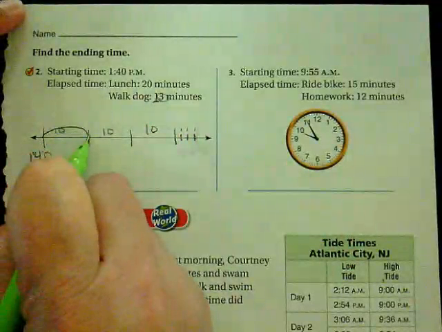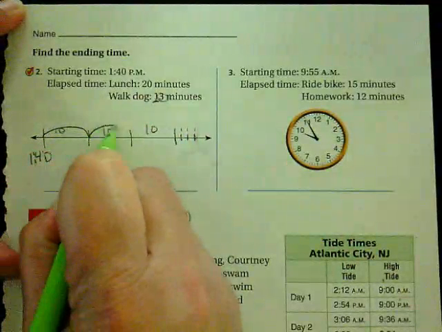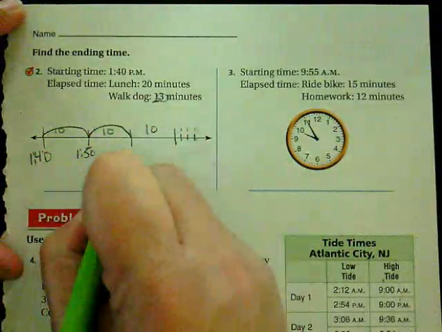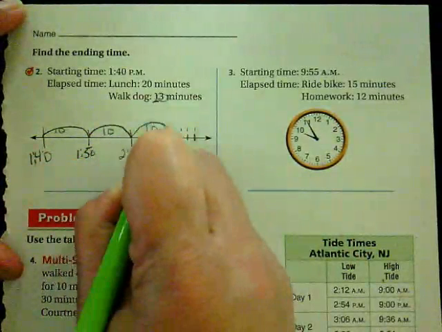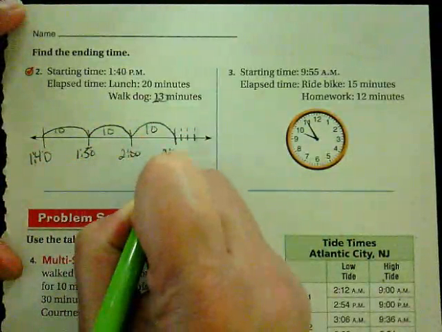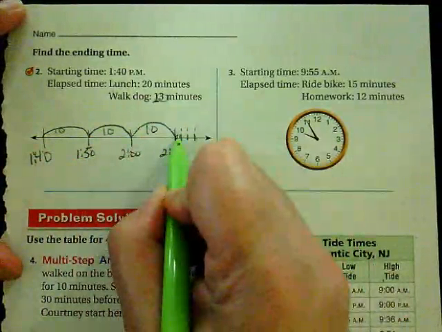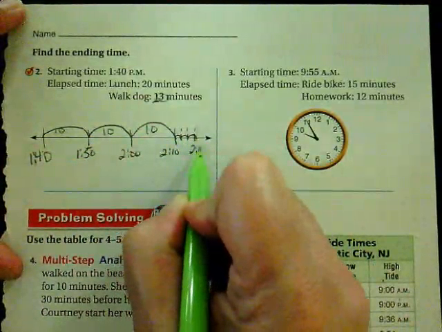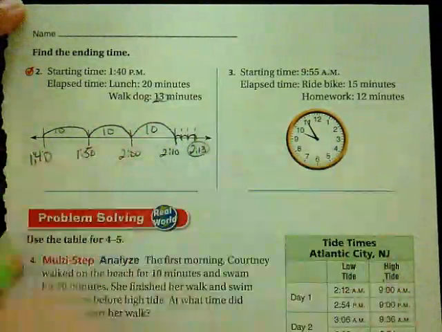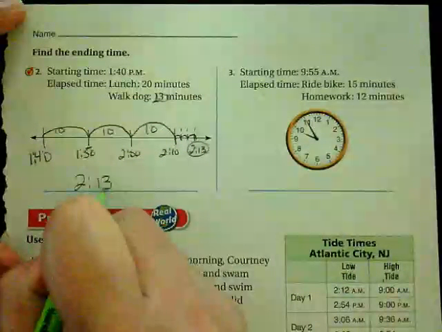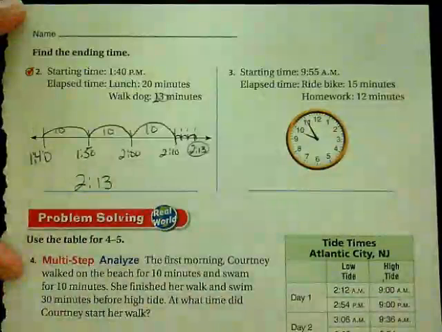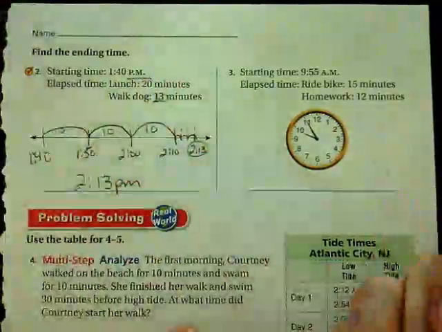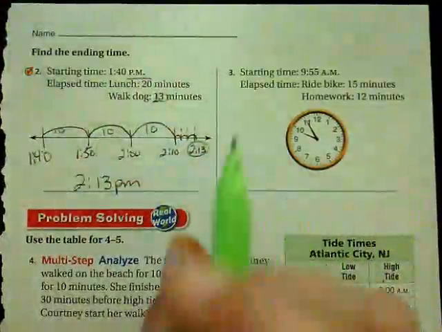From 1:40, 10 minutes is 1:50. 10 minutes more would be 2 o'clock. 10 minutes more is 2:10. Then I have 2:11, 2:12, 2:13. So 2:13. Is that AM or PM? PM. Afternoon. All right.